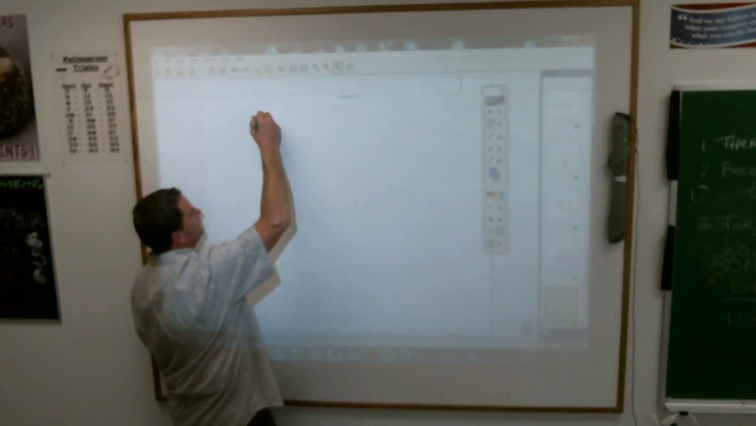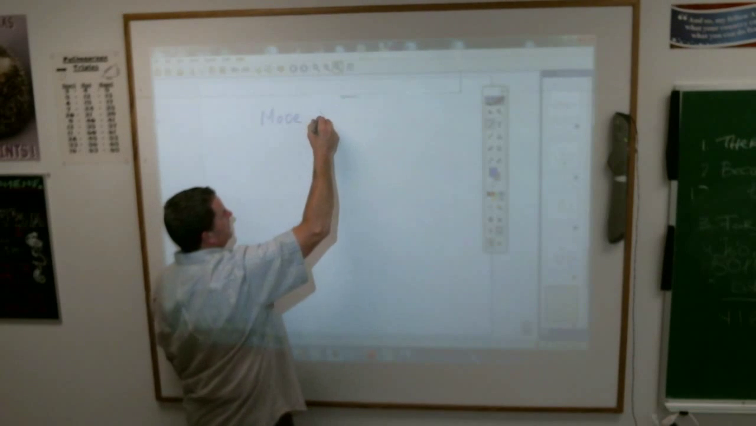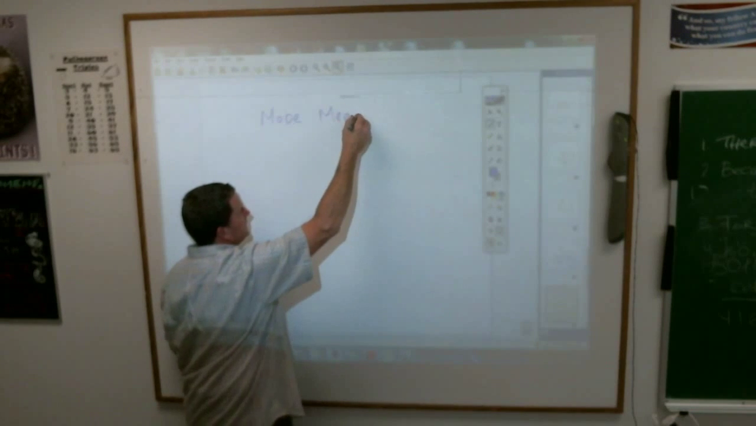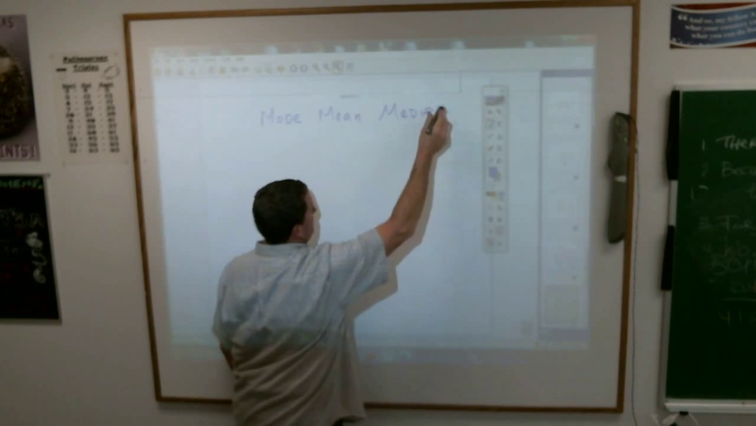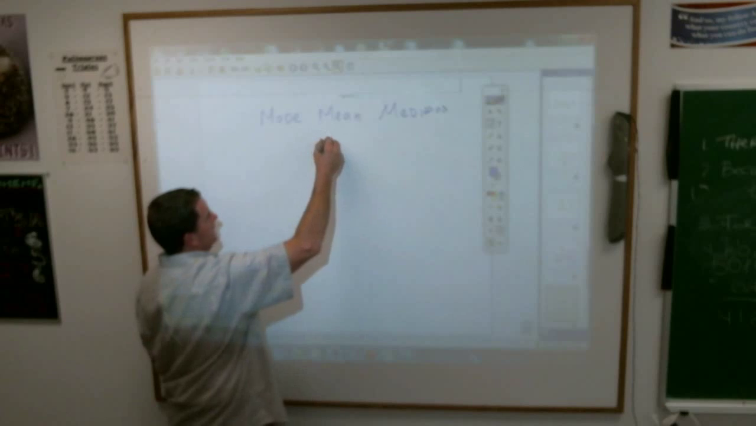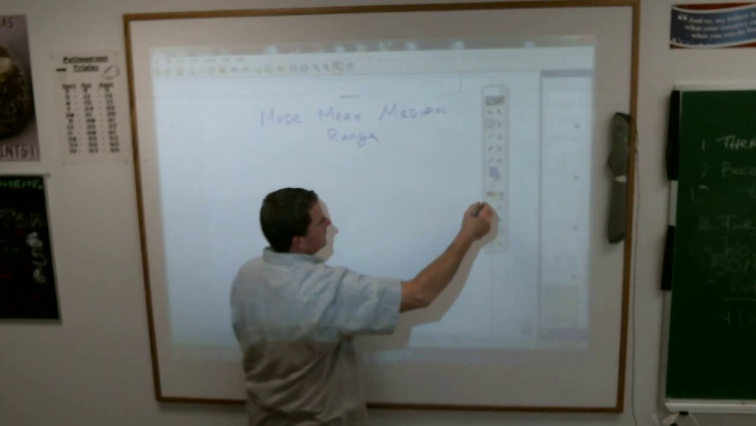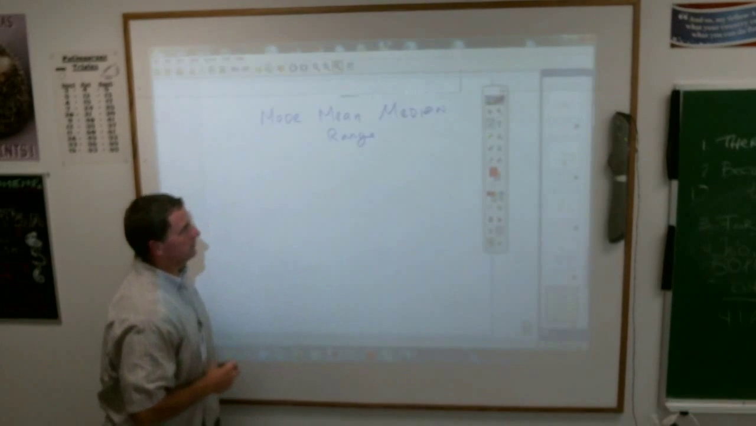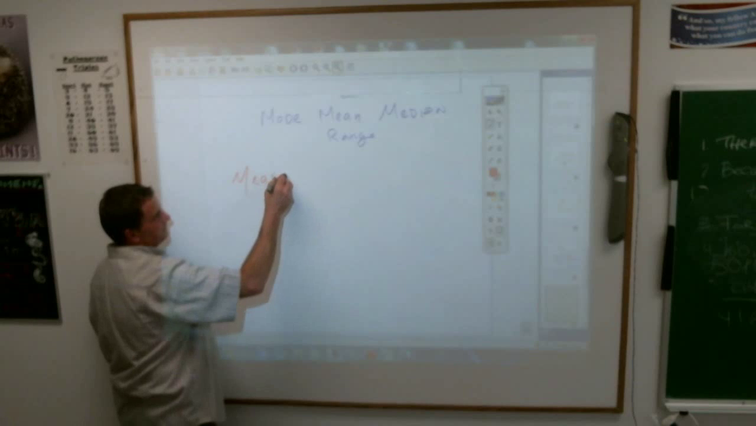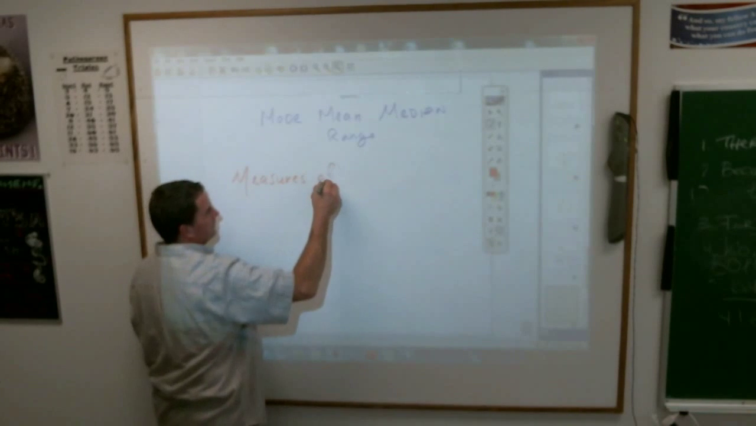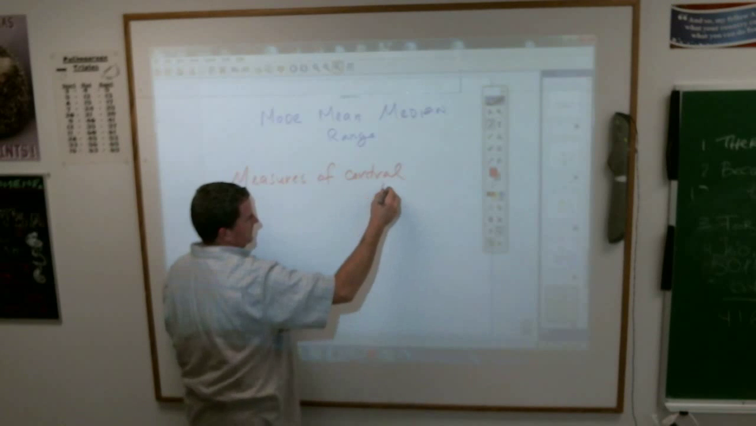Put this under mode. You can put this all on one page though. Mean, median, and the one that doesn't start with the noun is range. These all get clumped together because the book calls these measures of central tendencies.